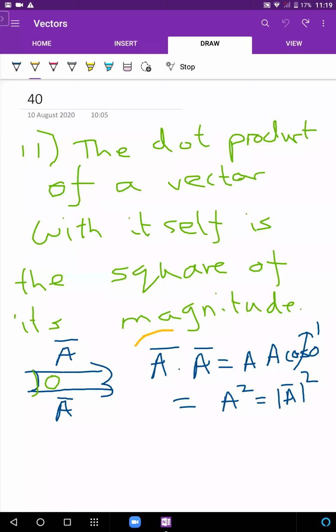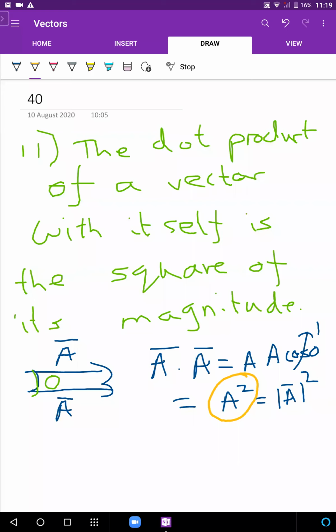Okay, the dot product of a vector with itself is the square of its magnitude. Vector with itself, ये term. Okay, this is just a special case of the parallel thing. So a bar dot a bar, खुद के साथ dot product is going to be a into a into cos 0. खुद के साथ angle क्या बनाता है? 0 बनाता है ना. The vector is parallel to itself. So cos 0 is 1. So you get a square.